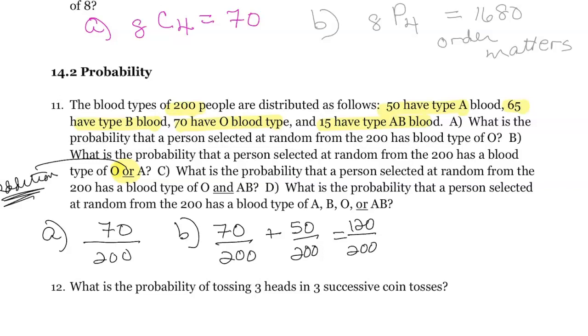Okay, let's go to C. What is the probability that a person selected at random from the 200 has a blood type of O and AB? It doesn't happen, so 0 out of 200, or just 0. And then D, what is the probability that a person selected at random from the 200 has a blood type of A, B, O, or AB? So you would add up all the probabilities, and you would end up getting 200 over 200, or 1. Total certainty.